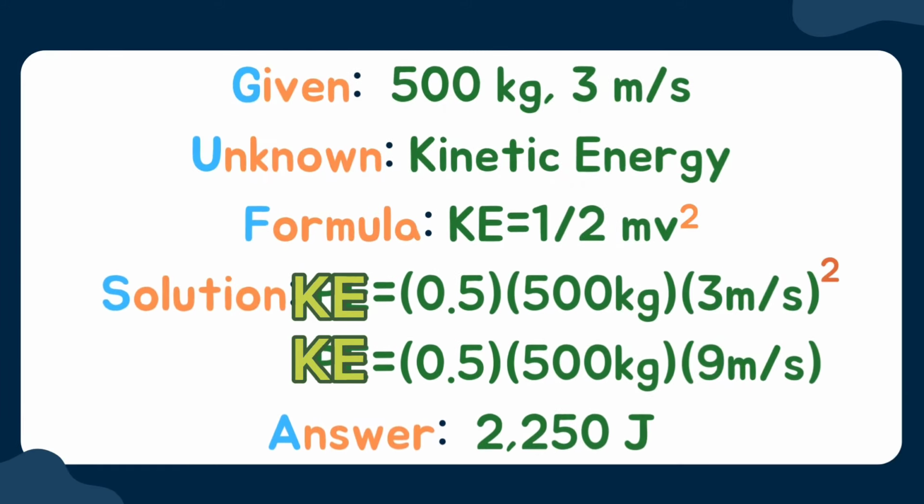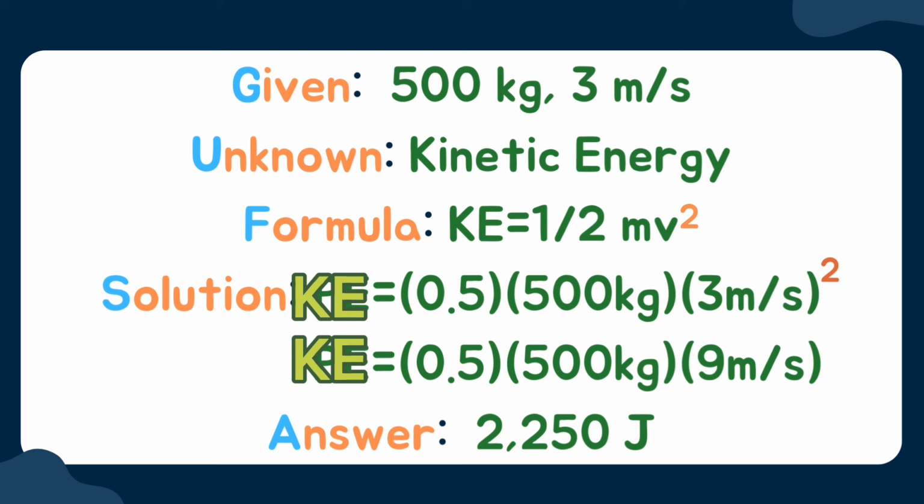The given values in the problem are 500 kilogram and 3 meters per second. Unknown is the kinetic energy. Using the formula KE is equal to 1/2 mv squared, the solution would be KE is equal to 0.5, that's the value of 1/2, times mass, which is 500 kilogram, times velocity, which is 3 meters per second.